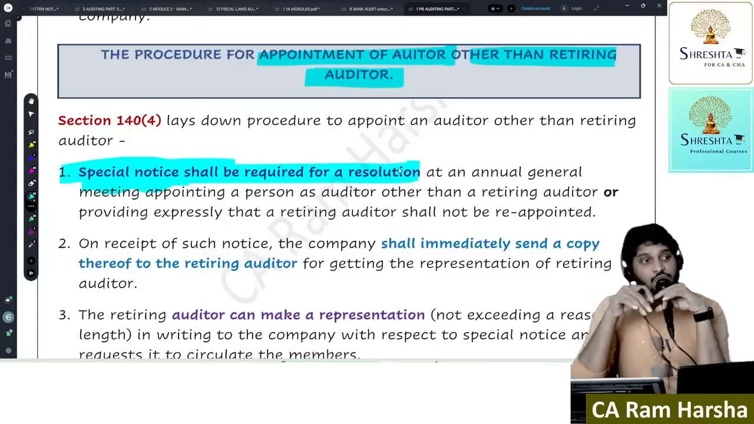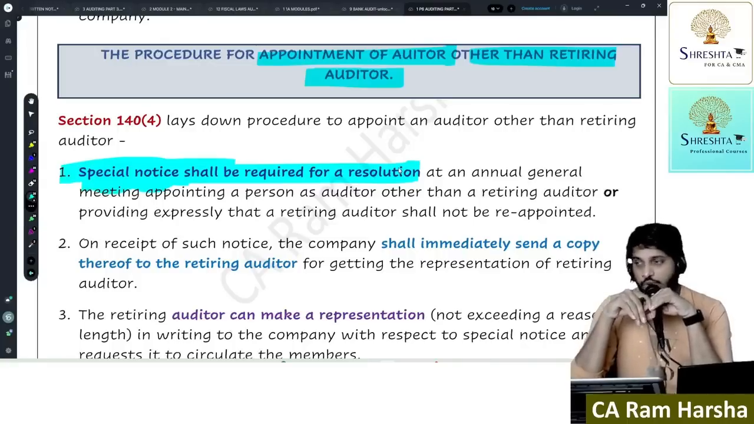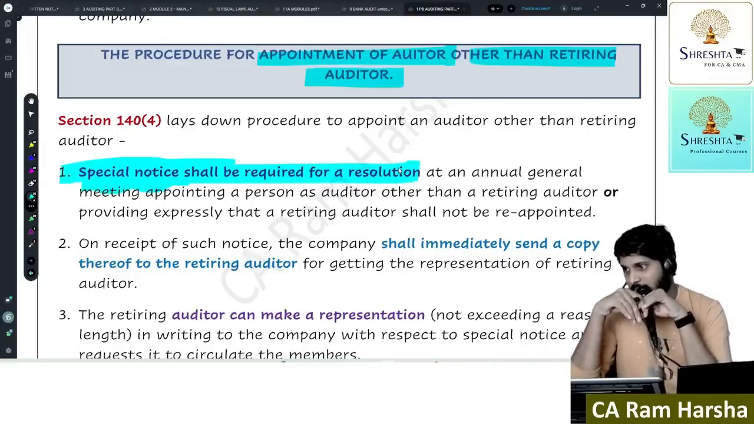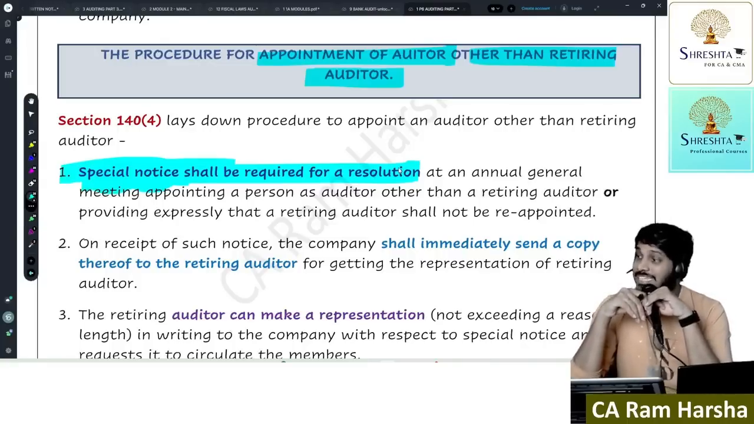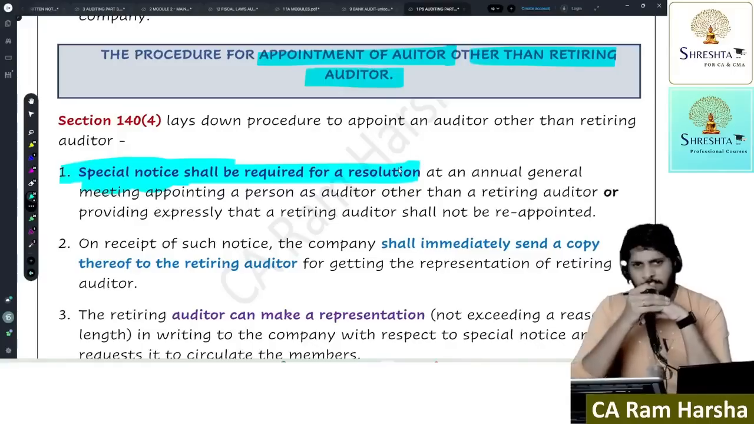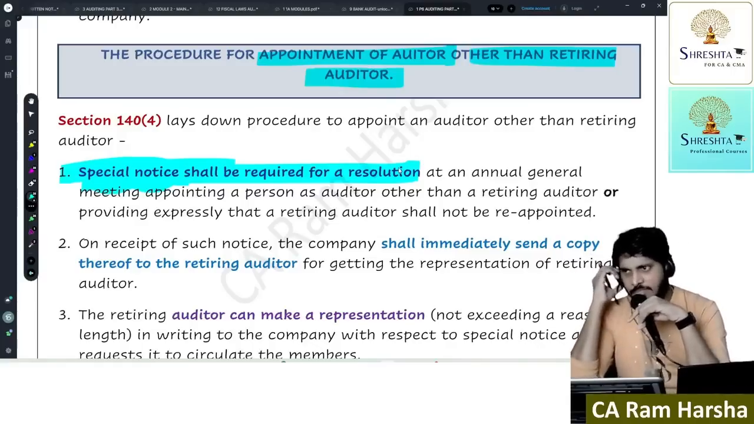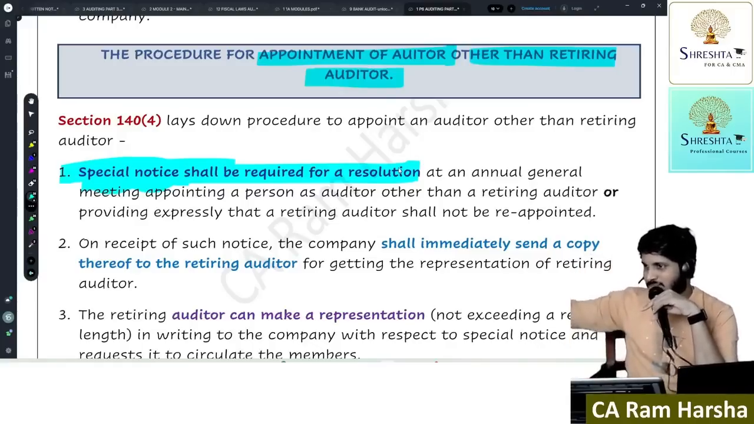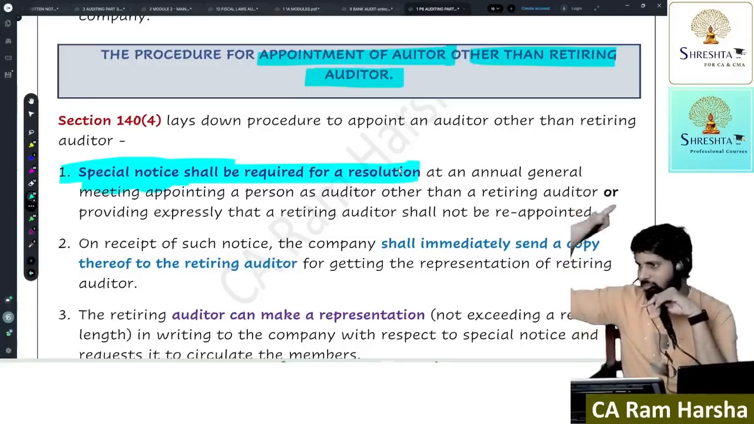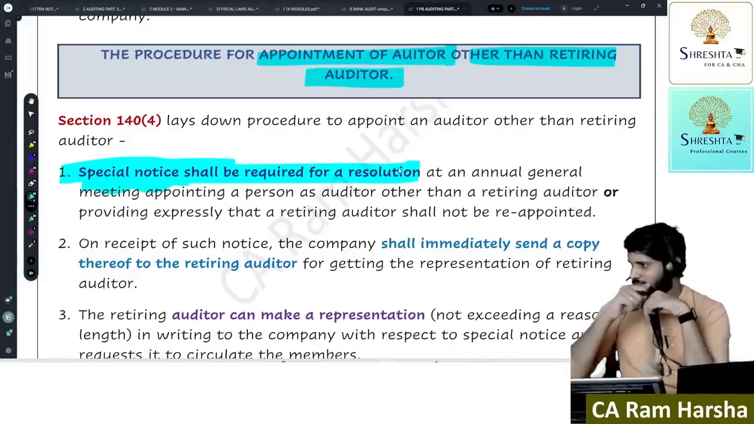Look at this situation. Suppose Mr. A was appointed as auditor in the 39th AGM, and up to the 44th AGM his appointment is valid. The directors decided that Mr. A is working very well, so let us appoint the same auditor from the 44th to the 49th. Forget about rotation for the time being; the company rotation does not apply. Okay, fine. So 44 to 49 also the same auditor.